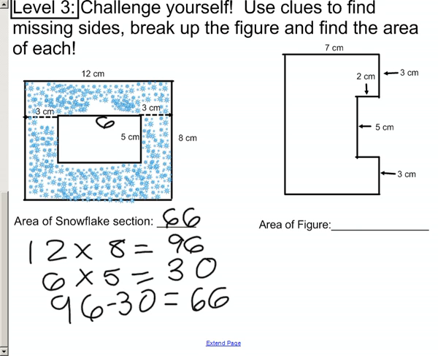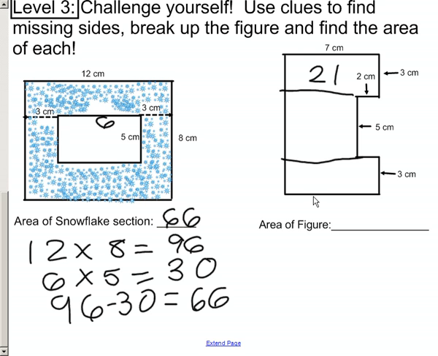Now let's look at this figure on the right. There's two ways to solve this problem. We're going to do both. Let's start by cutting it into 3 sections. So I cut it right here and right here. Well, I know across here is 7, and I have a height of 3. So I can do my base times height. 7 times 3 gives me 21.